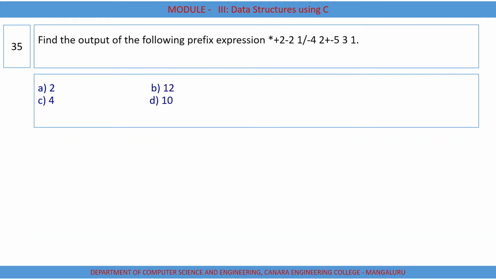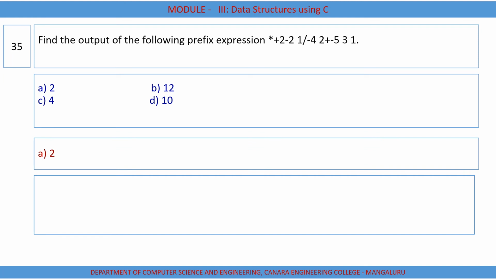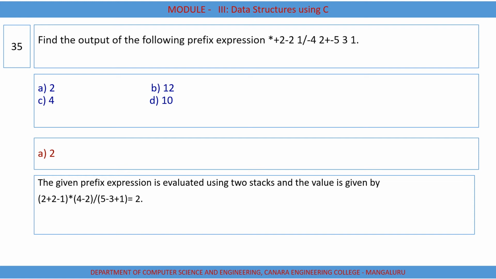Find the output of the following prefix expression. The expression is star plus 2 minus 2 1 slash minus 4 2 plus minus 5 3 1. The options are 2, 12, 4, 10. So the answer is 2. How? We'll see. The given expression is evaluated using 2 stacks, and the value is given by (2 plus 2 minus 1) star (4 minus 2) divided by (5 minus 3 plus 1), which equals 2.